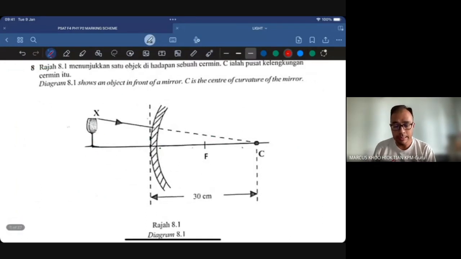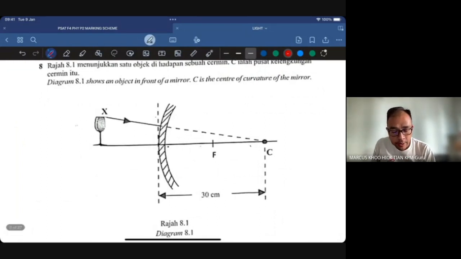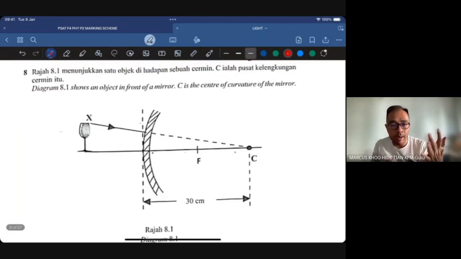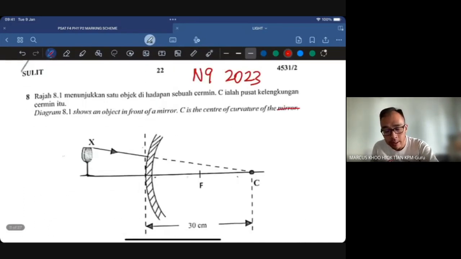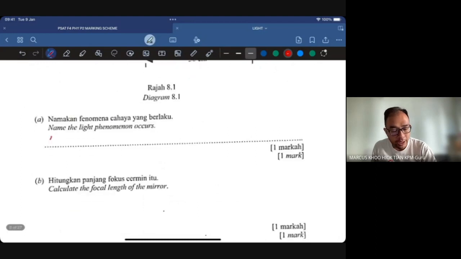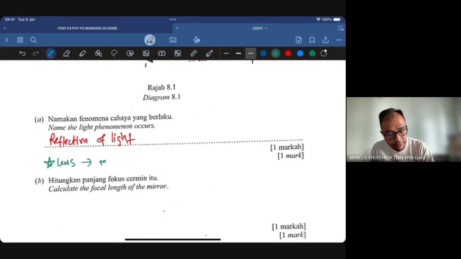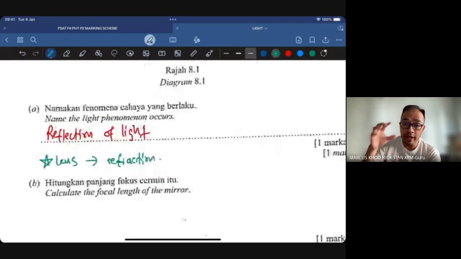Okay, Negeri Sembilan. Mirror again. See the center of curvature of the mirror. I don't know whether this will be important, but I think it will be. But never mind, we'll talk about this later. State the light phenomenon. People, if it is mirror, mirror is always reflection of light. As a side note, remember that if it is lens, then it is refraction. If it is mirror, it's reflection of light. If it is lens, it is refraction of light.